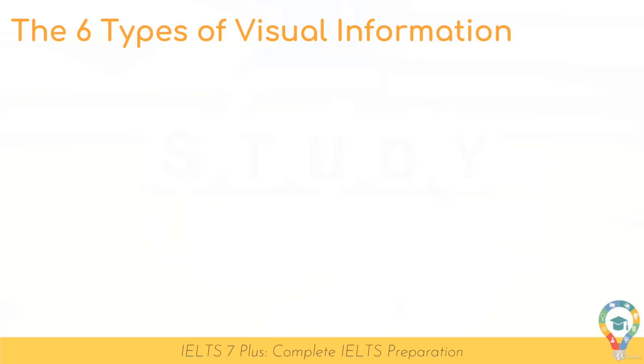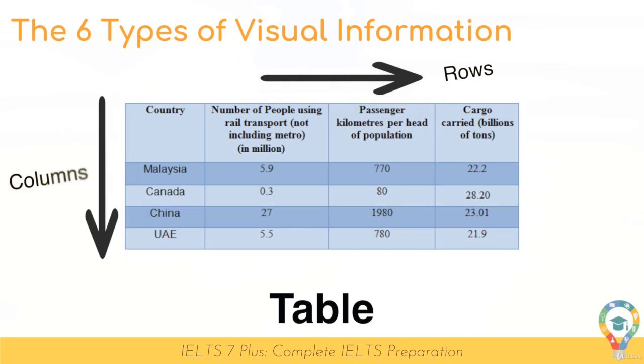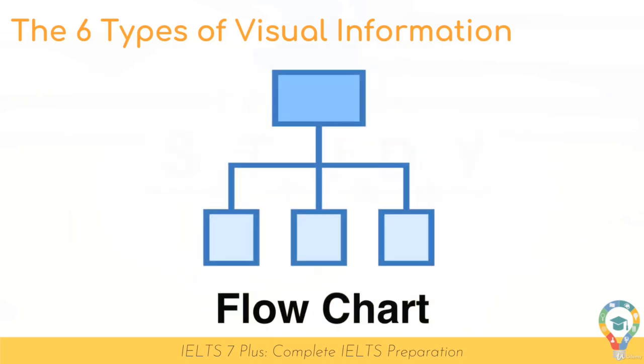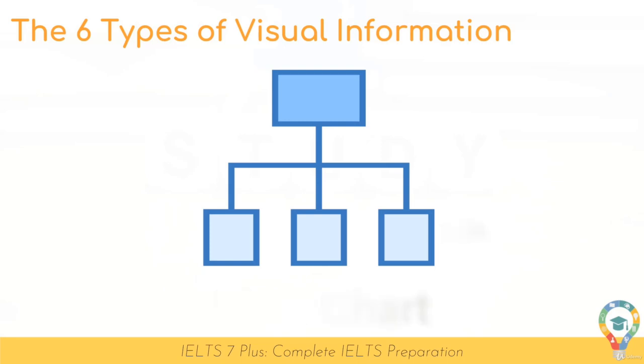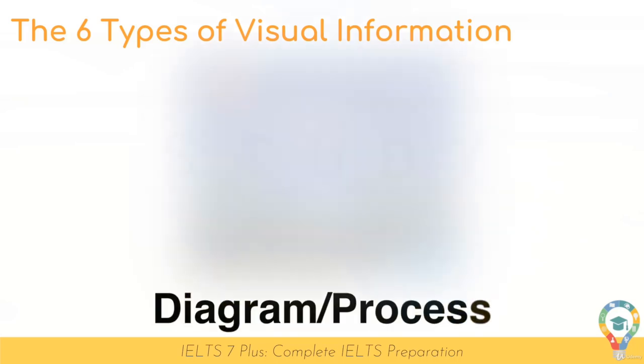You could also be asked to describe a table, which looks something like this. The columns go down and the rows go across. A slightly different way of presenting information is this, which is called a flow chart. The individual boxes are called cells. The final question type that we'll quickly look at is called a diagram.